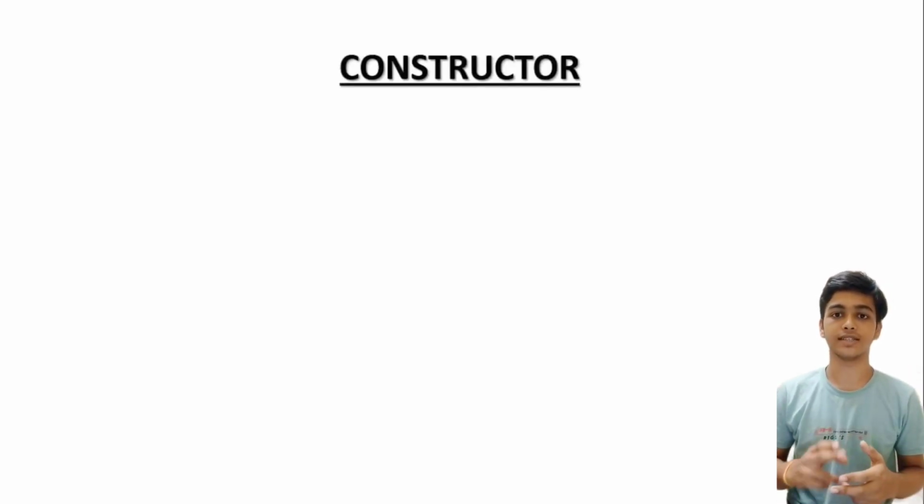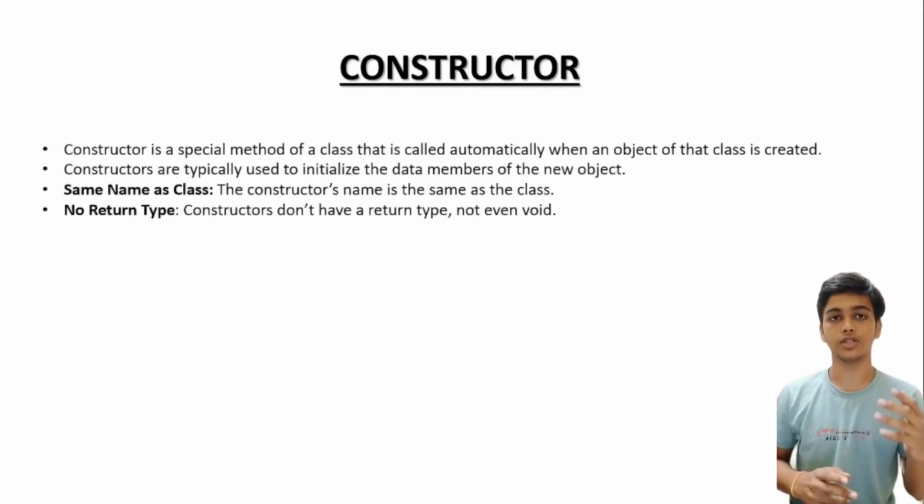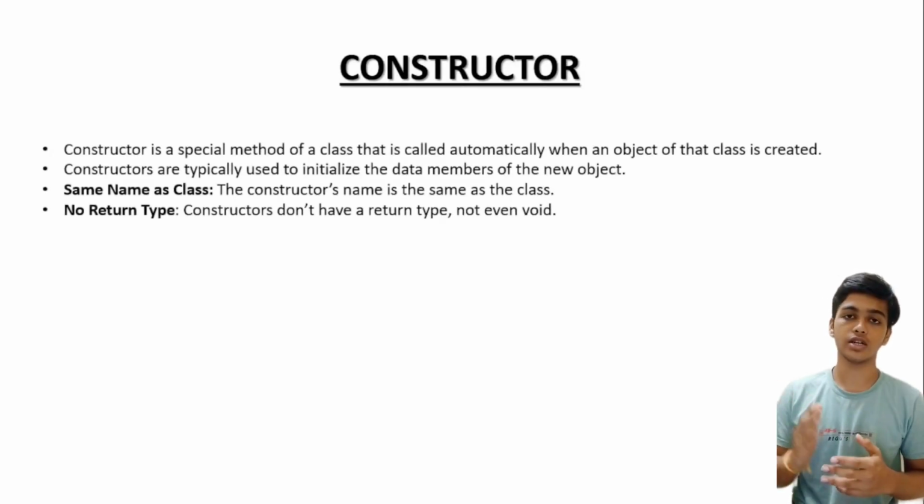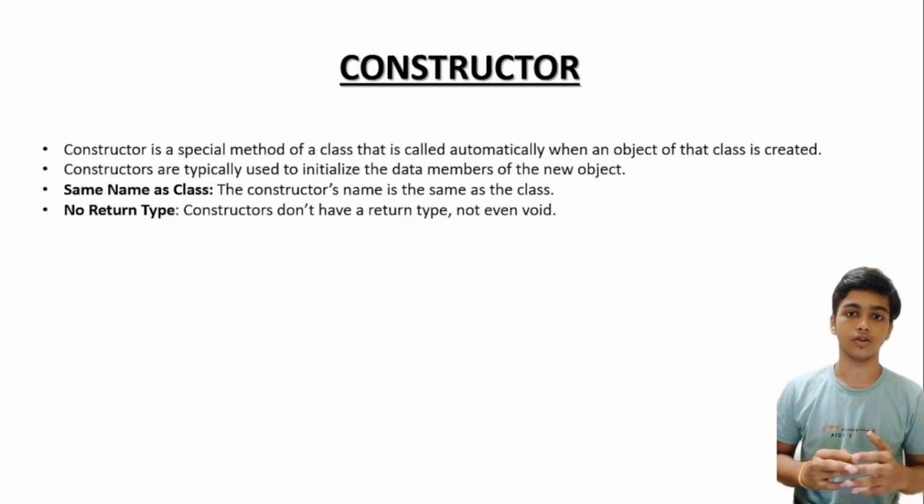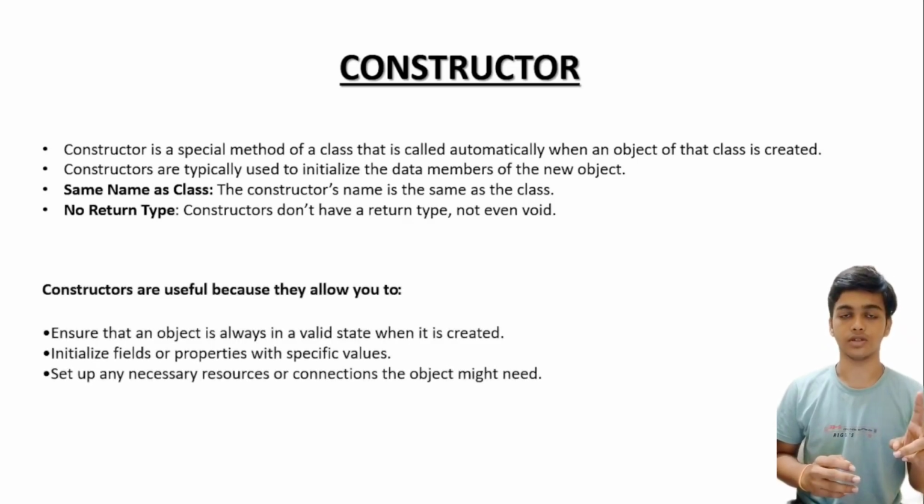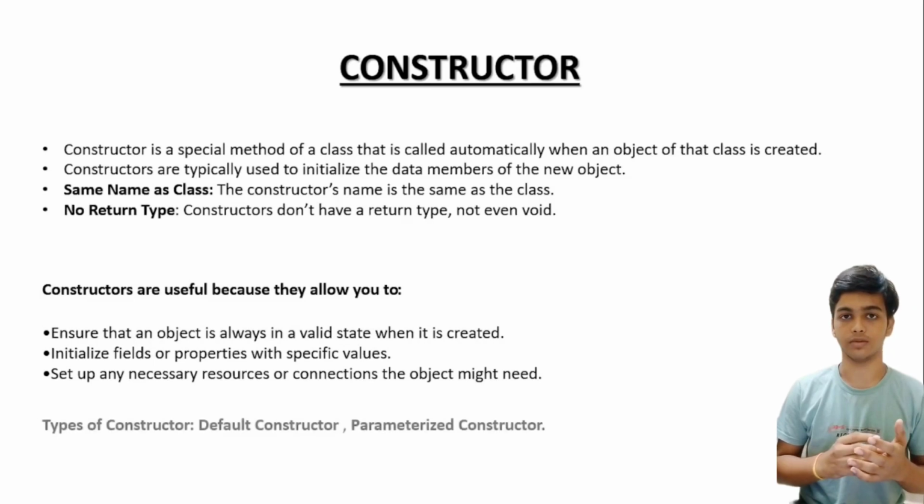Today we are going to learn about constructors in C#. A constructor is a special type of method that has the same name as the class name, is used to initialize an object, and is automatically called when an object is created. A constructor never has a return type, not even void. There are two types of constructor: default constructor and parameterized constructor.